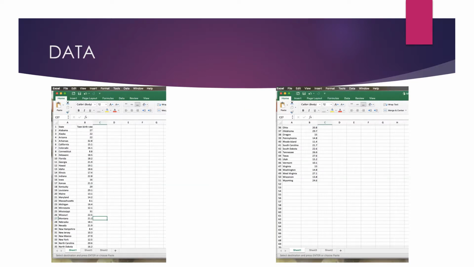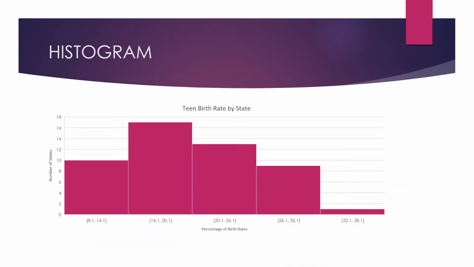So this is the data that I had put into Excel. It has all of the states listed in alphabetical order, and then next to it is just the percentage that they had. I just put it into Excel so it would be easier to make my histogram and my pie chart. And then here we have my histogram.